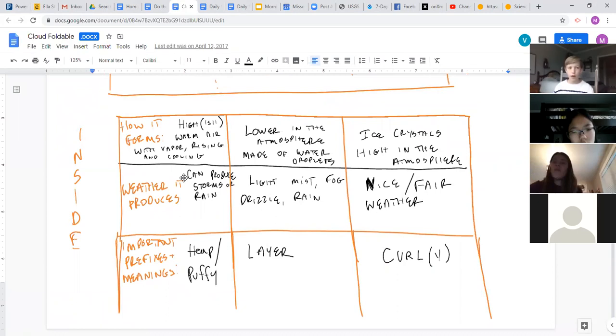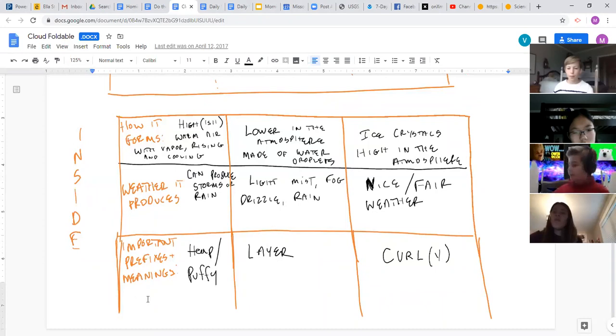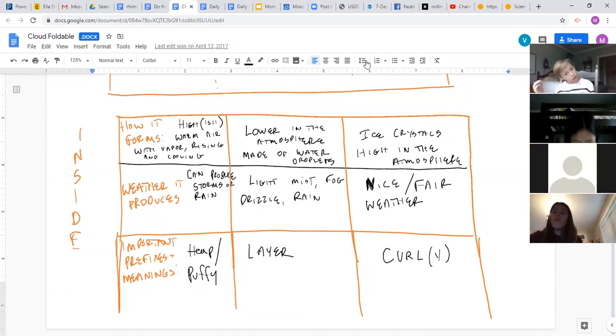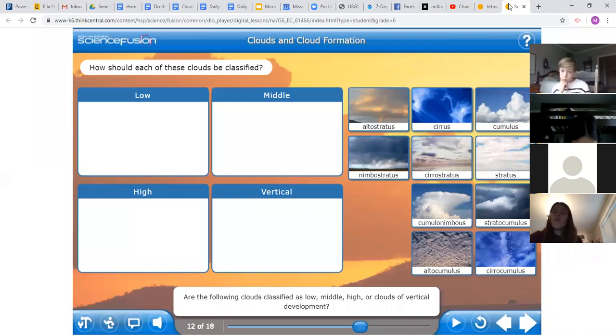Here's what I would say so far, 7th graders. If you have just this bottom section, that cumulo means heaping or puffy, strato means layer, cirro means curl or curly, that's a good start. If you have access to these notes and you can see everything that I see, then that's great too. So then when we go back to slide 12, we can start to organize some of these three main ones.